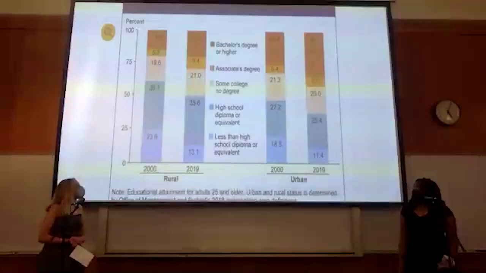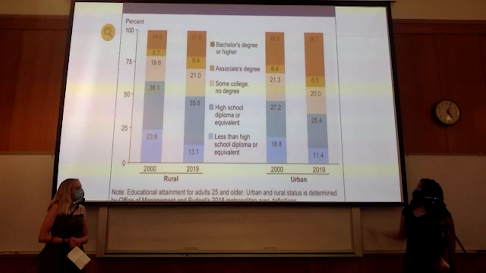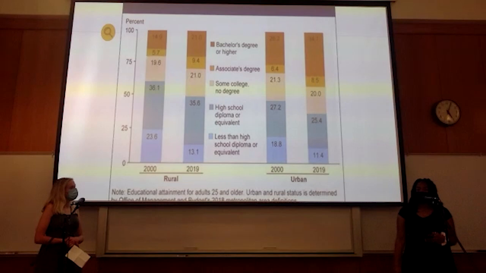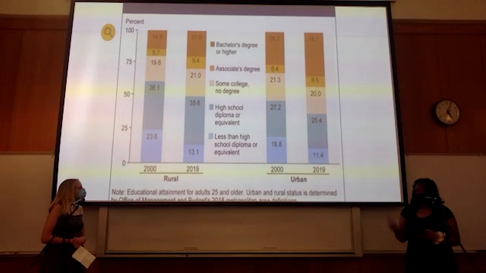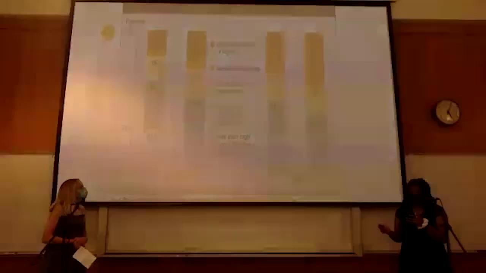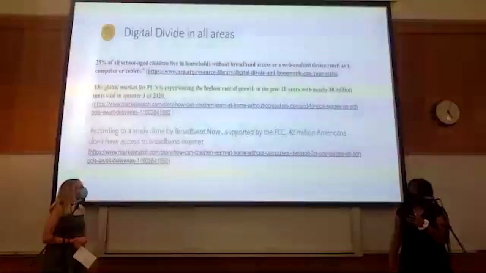Specifically looking at education, looking at the dark orange, bachelor's degrees are higher. In rural areas in 2019, 21% had a bachelor's degree or higher. And in urban areas in 2019, 34.7% had a bachelor's degree or higher. This chart shows disparities throughout education and the attainments after college. So, the digital divide in all areas.